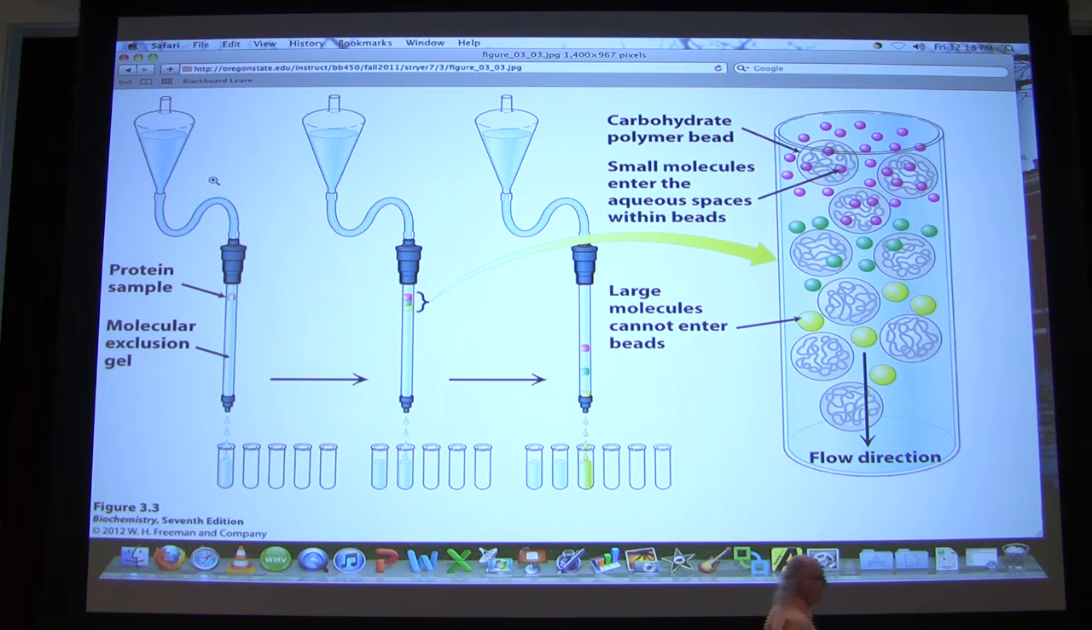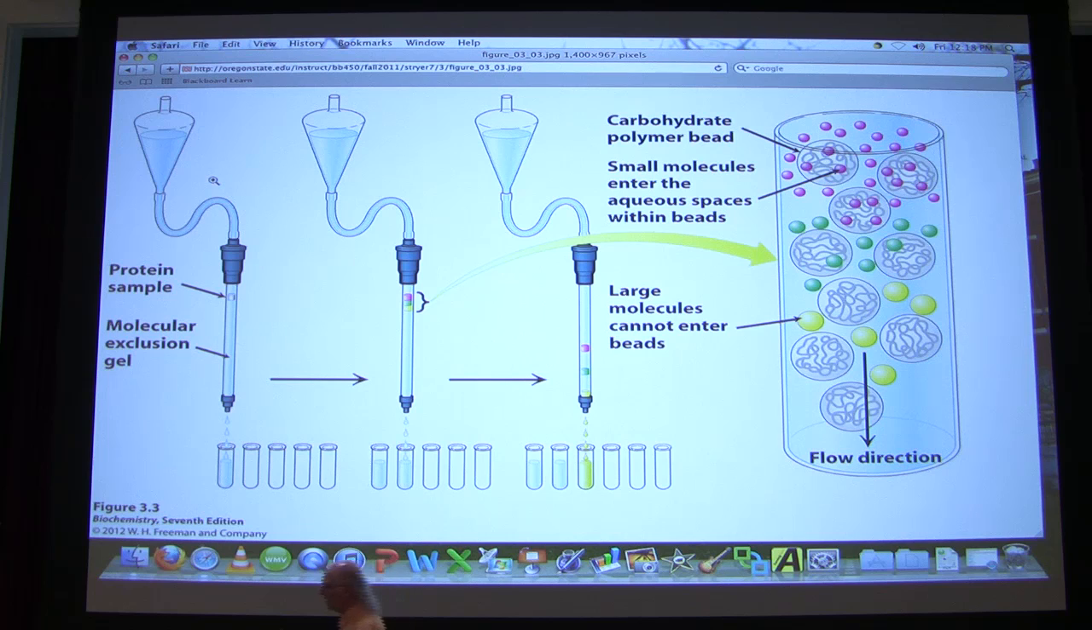Last, the 5,000 will take the longest path because they can virtually go through every tunnel that they bump into. So they take a much longer path going through the column. So this column allows me to separate then on the basis of size. The 200,000 guys coming out first, the 50,000 molecular weight guys coming out second, and the 5,000 molecular weight guys coming out third. Now, as you can imagine, when I have a mixture in cells, I have all kinds of molecular weights.